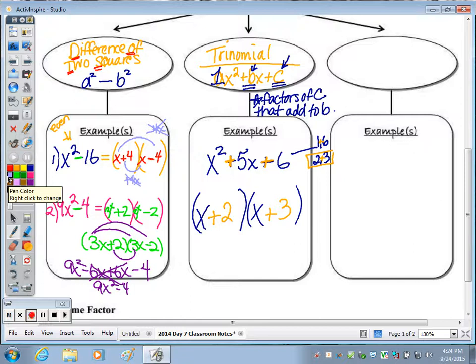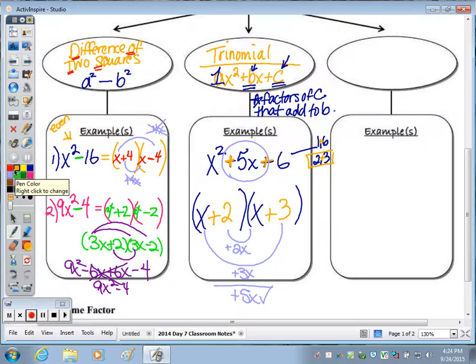A shortcut in checking to make sure you're right, again, is to see if the inner and outer terms, which teachers call the little smile, so positive 2x for that, and the big smile, positive 3x, combine to the positive 5x, which I have here. So I know I'm correct in the factors.